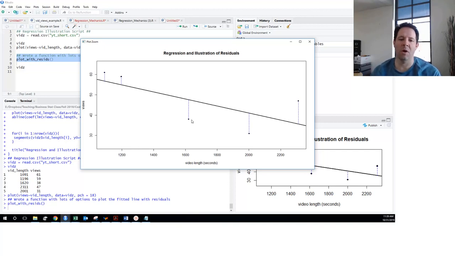Better fit would have smaller residuals, and collectively we want these residuals to be small. So what does the best fitting line do? It takes each of these residuals, squares them so that they're all positive numbers, adds them up, and then picks the line that minimizes that sum of squared residuals. That's mechanically what's going on under the hood of regression. That's the process by which we pick this fitted line.